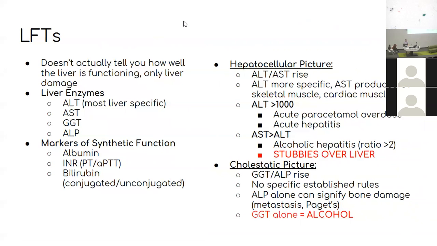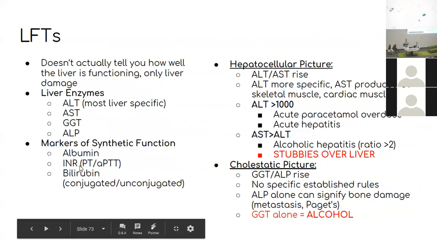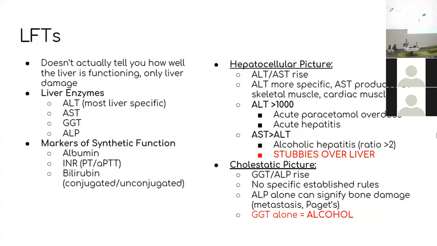Looking at LFTs, have you gone through LFTs before? Yep, cool. So the liver enzymes, these ones here, aren't actually markers of liver function, they're of liver damage. The actual markers of liver function are your albumin, your INR, and your bilirubin. A good way to split it up is your ALT and AST will be your hepatic picture, your GGT and ALP will be your cholestatic picture. So just good to differentiate there.